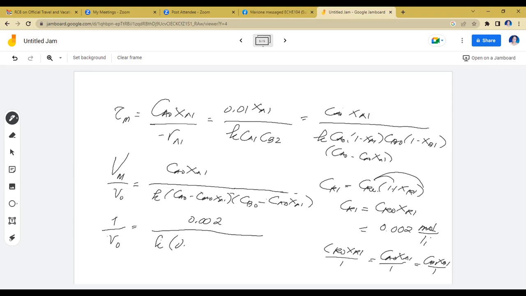Your CAO is 0.01. So this is where it's going to prove useful. Minus the CAOXA1, which is 0.002, by the way, and then this is 0.07 for B, XBO, and then another 0.002. So in here, you will have an expression for K over V sub O, which are all constants. The K is the rate constant, and the V sub O is your volumetric flow rate, the sum of the volumetric flow rates of stream A and B. And this is equal to 0.3582. So this could be your first equation based on the performance equation of the MFR.